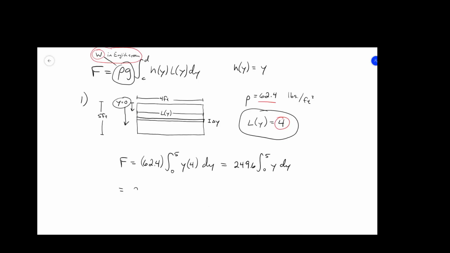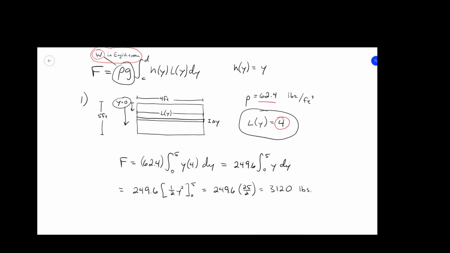Again, really simple. And then we'll take our antiderivative, 1/2 y squared, plug in 0 and 5. So that's 25 over 2. And I'll multiply that by the 249.6, 3120. And remember that this is the English system here, so we're looking for fluid force. And so what is the measure of force in the English system? Measure of force is pounds, exactly. So this is just 3120 pounds.